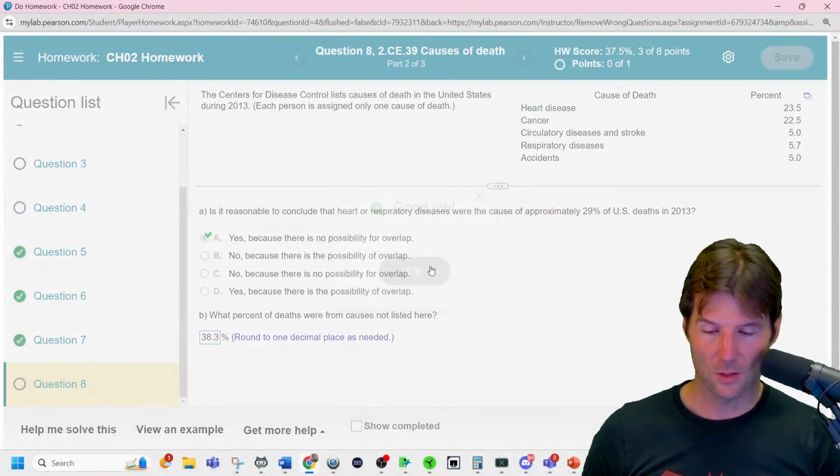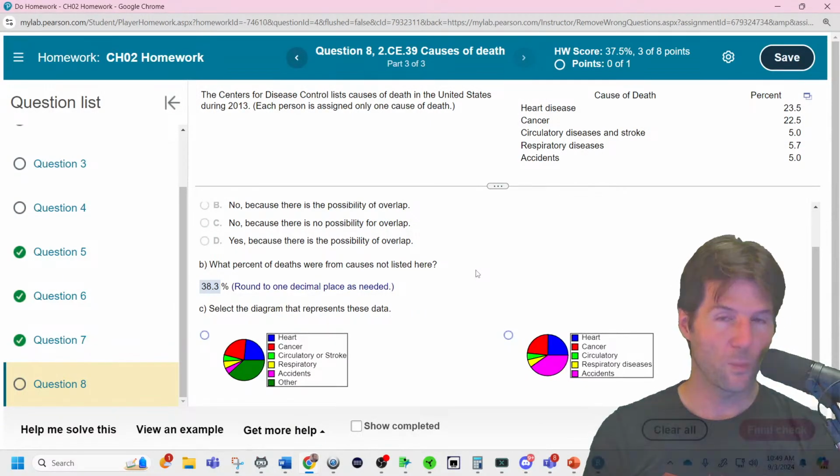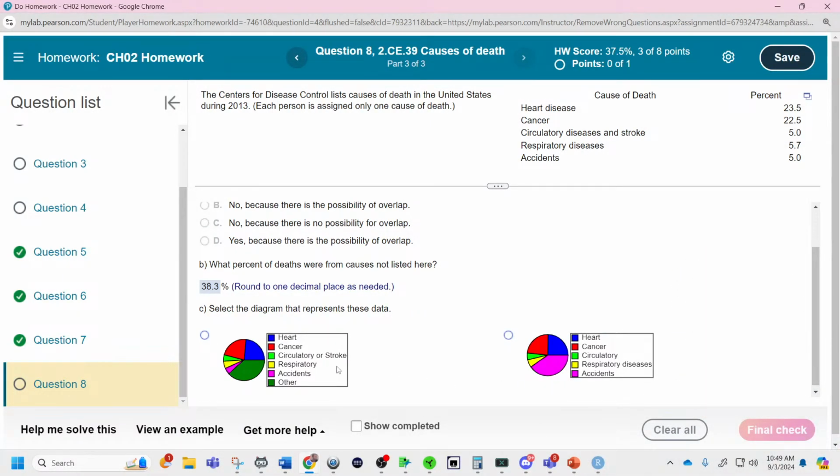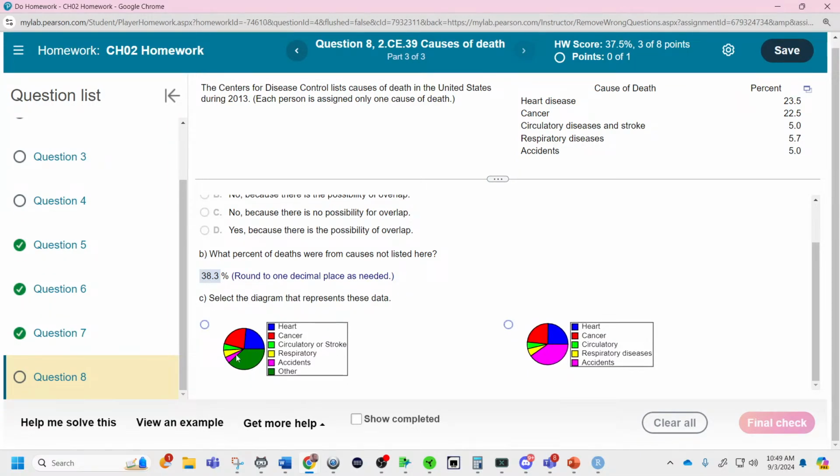38.3. Check answers. Which of these shows the proper way to display it? If you look right here, we have an other group, which we need, and that should be 38, a little over a third, a little under a half. There we go. We've done it.